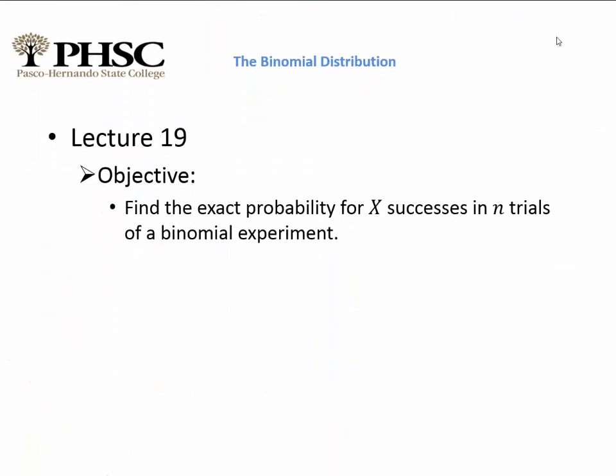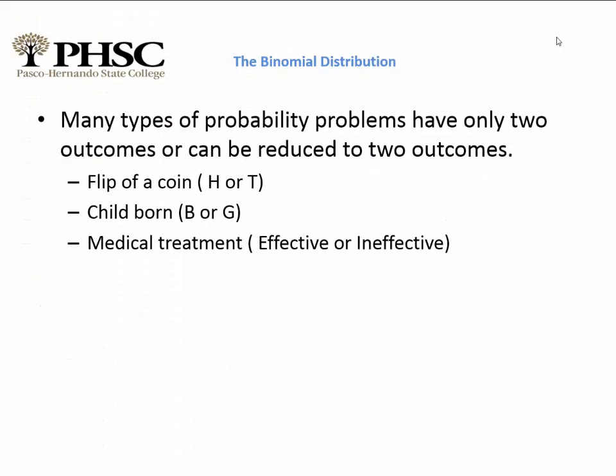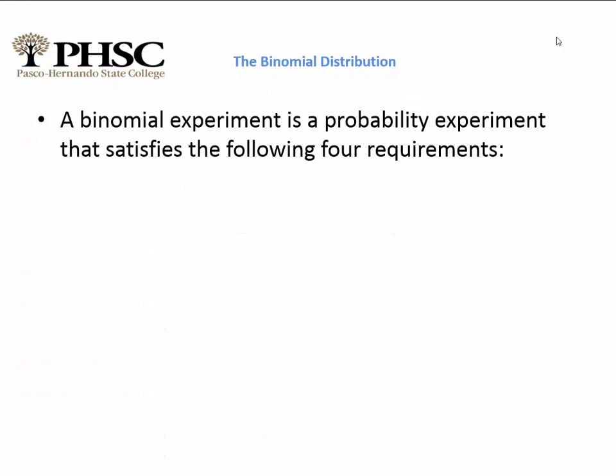Basically the objective is that the binomial distribution allows us to find the exact probability of x successes in n trials of a binomial experiment, and I'm going to explain what a binomial experiment is. Many times the probability problems have only two outcomes, or we can reduce it to two outcomes: flip of a coin, a child is born, or medical treatment, is it effective or ineffective? That allows us to get into the binomial experiment.